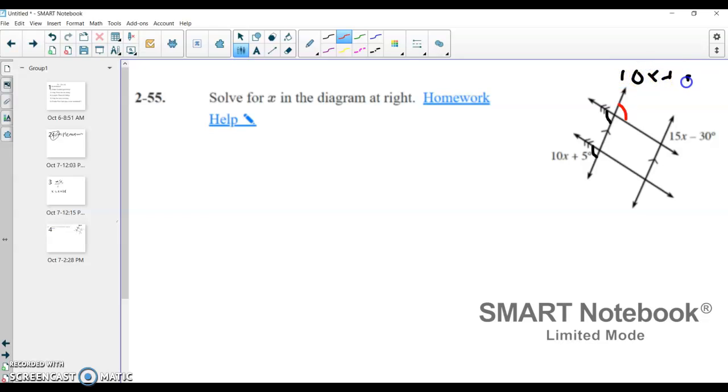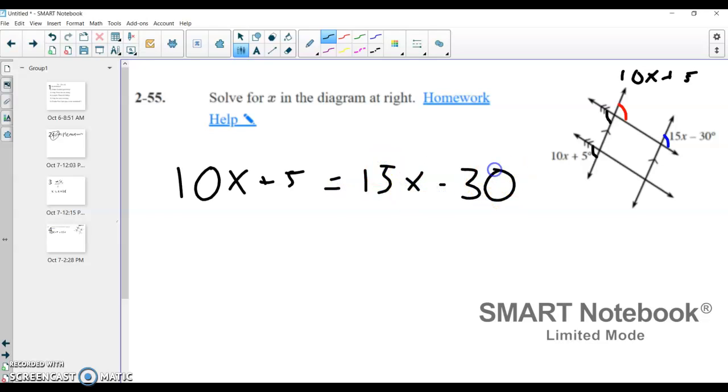10x plus 5. Okay? Now, this red angle and what I'll call the blue angle, which is 15x minus 30. This red angle and the blue angle are corresponding angles because they're in that same position, but traveling down that transversal. Which means the red angle and the blue angle are equal, which means I'm allowed to set those two equations equal to one another. So I can say 10x plus 5 is equal to 15x minus 30.